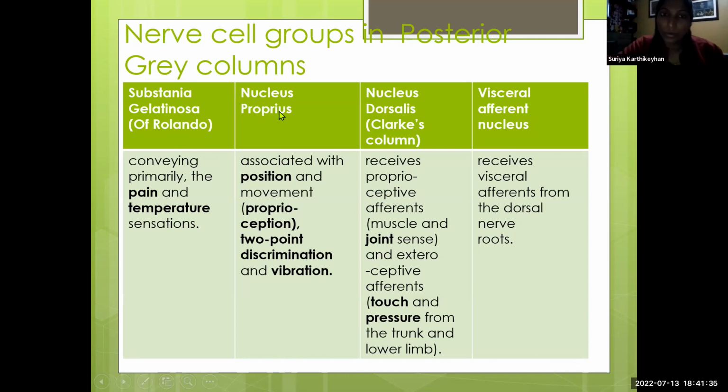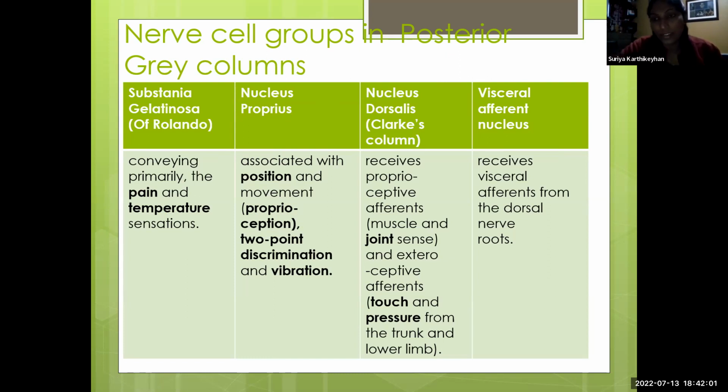What happens to the nucleus proprius? It receives proprioception. Mainly the nucleus proprius will receive the proprioception sensations. It is also associated with position sense, vibration sense and 2-point discrimination. So from the periphery, from the limbs and all, these sensations are carried to the spinal cord.